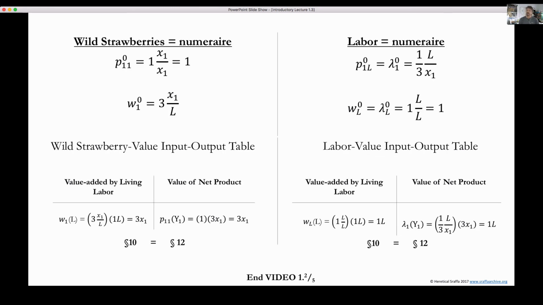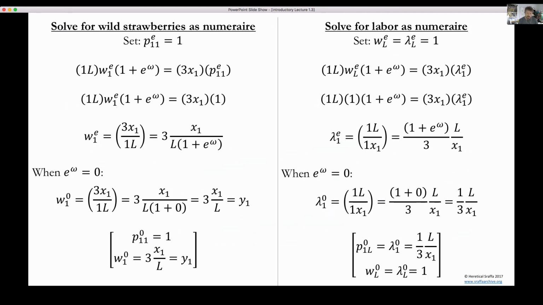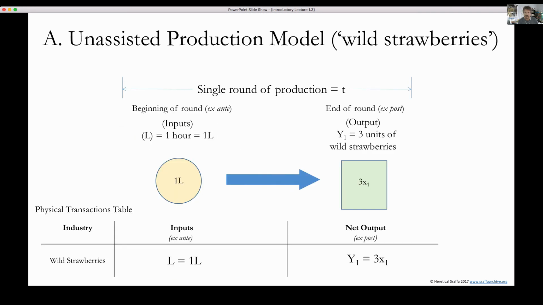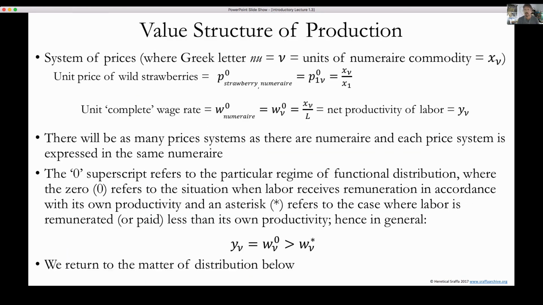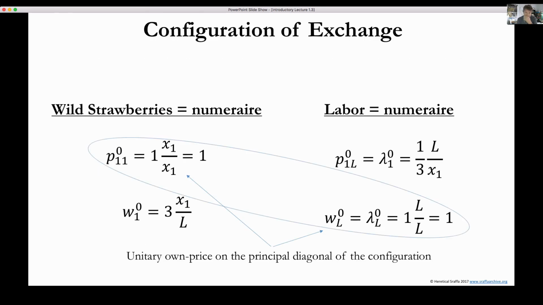All right, so then we have our input-output table, right? Before, we had developed the transactions table here. Okay, the transactions table is a physical transactions table. We have physical quantity of living labor, physical quantity of the wild strawberry produced net output. We arrive at the value relation. Okay, we're going to conceive then of the value of each of these goods in whatever numeraire we choose. Okay, that gives us our input-output table.